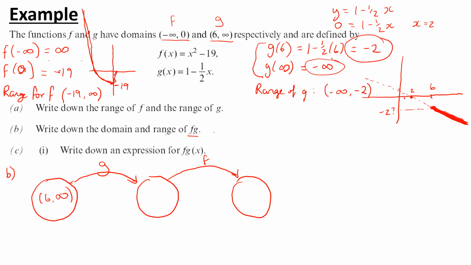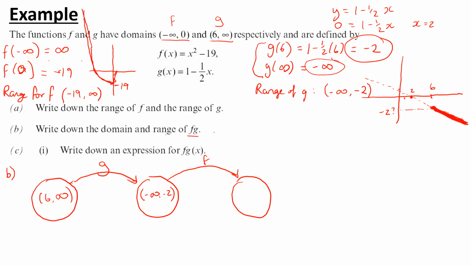So anything between 6 and infinity can go into g. And next I need to find out what would come out of that. Well, we've worked that out in part A. So this is the reason that part A is in this question, because I now need to know what could come out of function g. Well, we worked out earlier that the range of g was -infinity to -2. So those numbers have come out of g. Now we carry on with the picture.